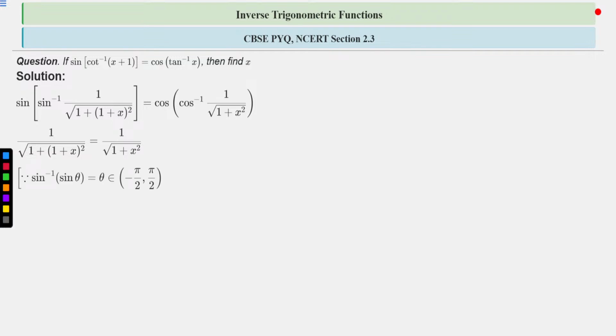Since we know that sin inverse sin theta is equal to theta when theta belongs to minus pi by 2 to pi by 2, got it? And cos inverse cos theta will be equal to theta for all theta belongs to 0 to pi.